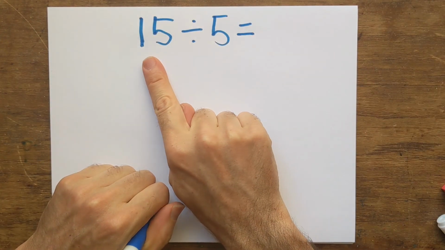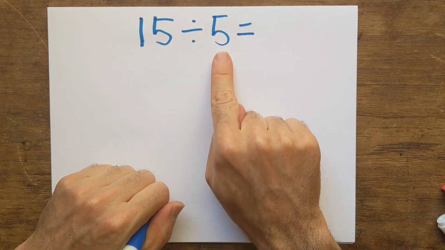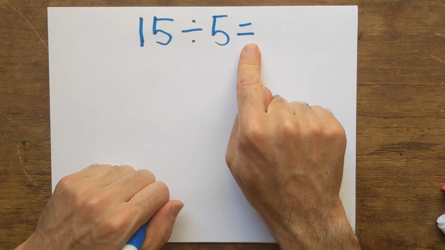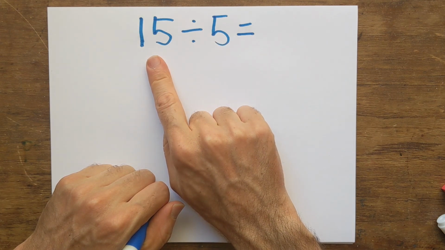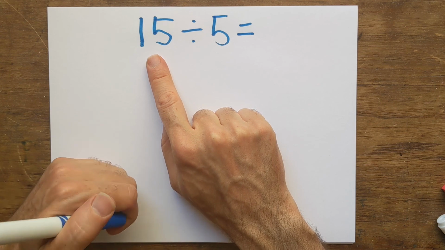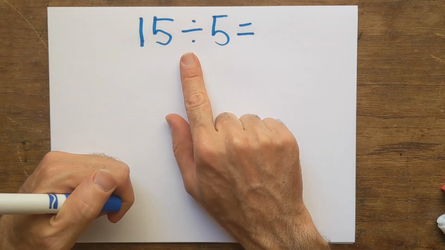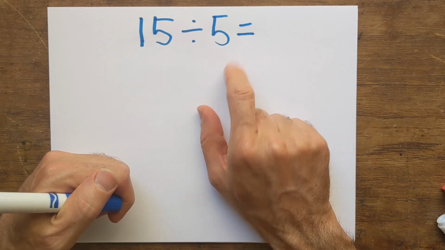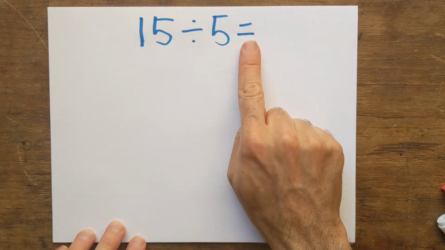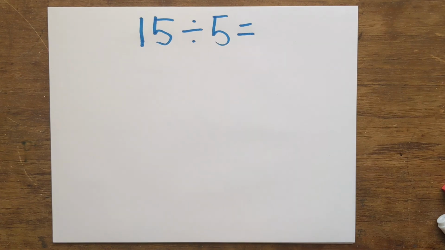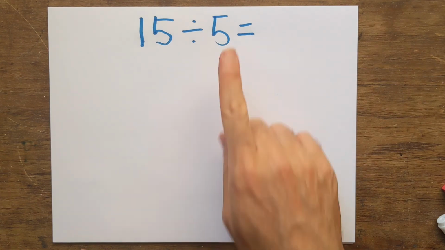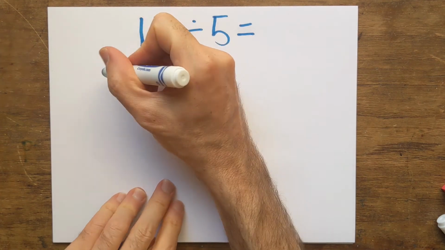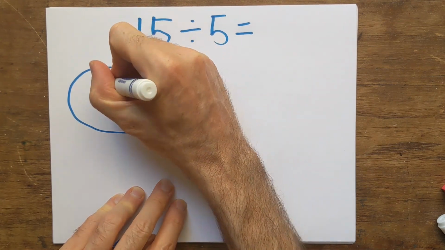So this says 15 divided by 5 equals. So that means we have 15 things. Maybe this time they're candy canes. And we're going to divide them between 5 people. So how many candy canes does each person get? That's what that equals means. How many does each person get? So first, 5 is the number of people. Let's draw our 5 people.